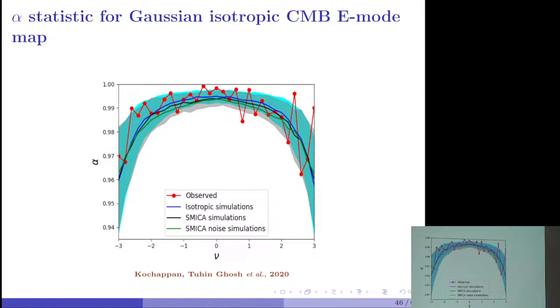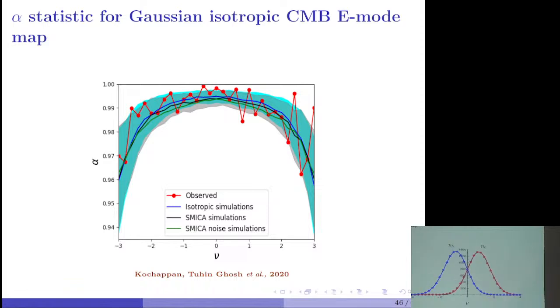So this alpha statistic was used to test statistical isotropy. The purpose of showing it here is not to go through the details, but just to show you the handy plot. You have a lot of simulations in blue and gray, and the data.